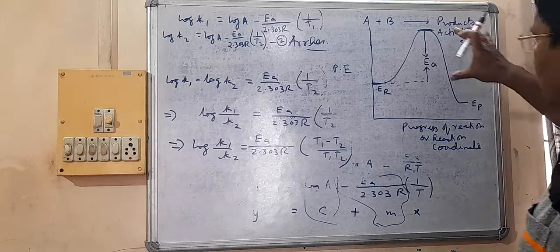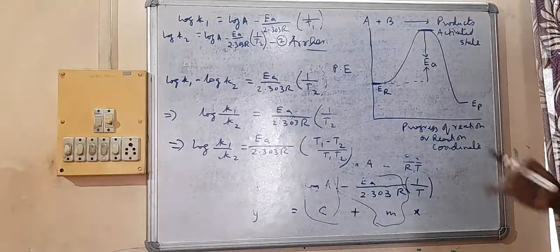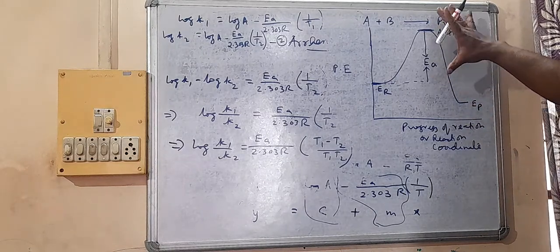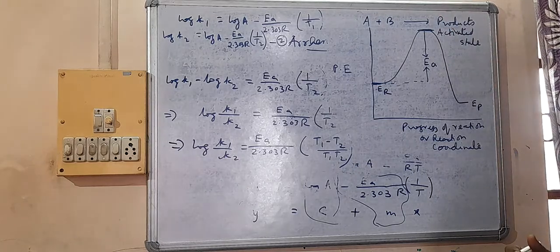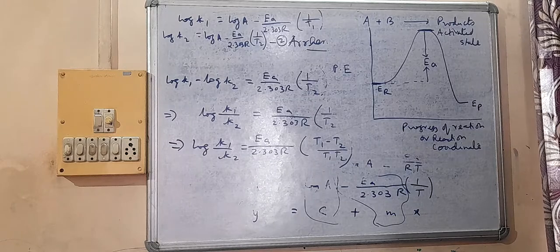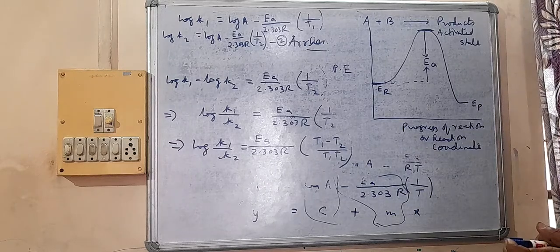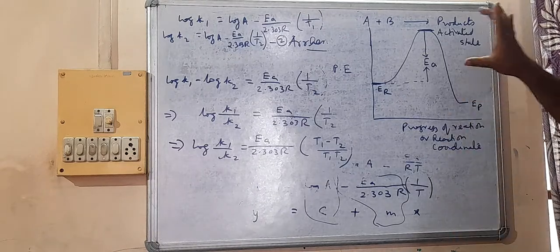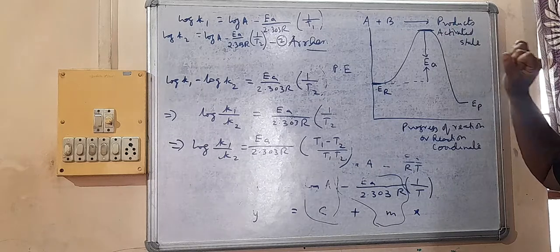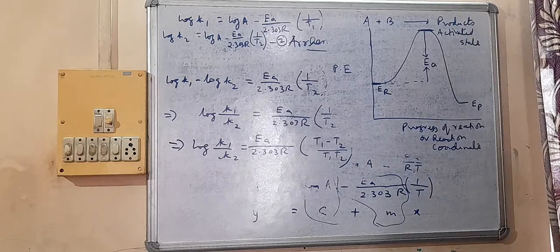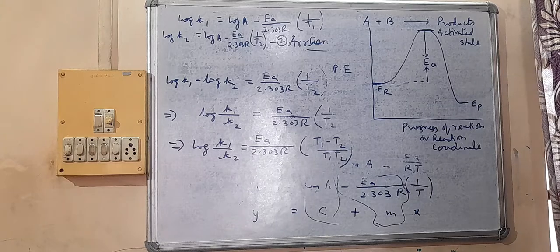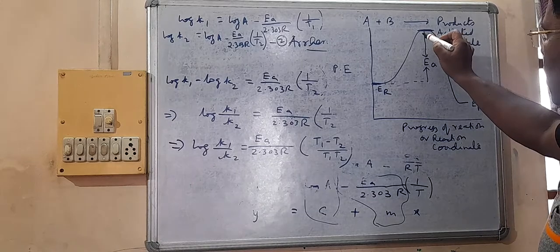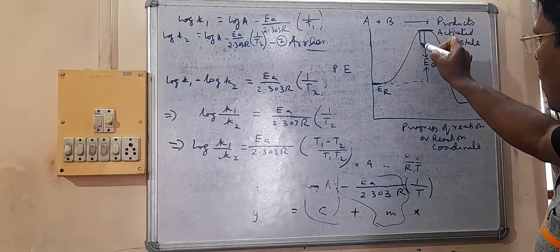Different reactions have different values of activation energy. Some reactions have very small activation energy. Some reactions have very high activation energy. One thing we can say here is that if the activation energy of a reaction is very high, the rate of that reaction will be slow. If the activation energy of a reaction is small, then the rate of reaction will be higher.